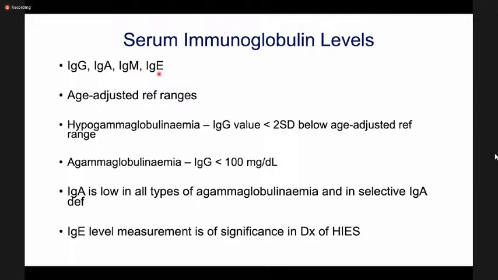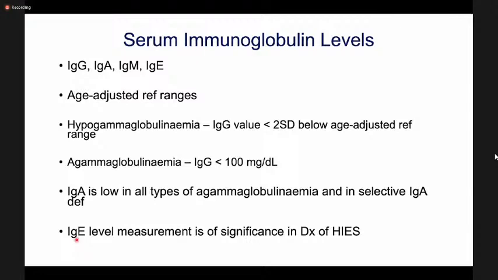It's reported as kilo international units per liter. Okay, so in all types of gamma globulinemia, you'll also get low IgA. Of course, you're getting very low IgG, IgM, IgA, but the definition is based on the level of IgG. IgA will also be low in selective IgA deficiency. And as I mentioned, for IgE, it's significant when there's underlying pathology related to IgE.